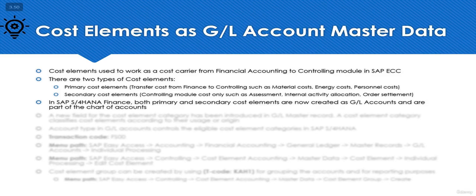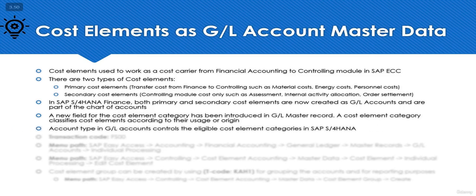If we compare it with SAP ECC, the previous version of SAP, a new field for the cost element category has been introduced in the GL master record. A cost element category classifies cost elements according to their usage or origin. The account type in GL accounts controls the eligible cost element categories in SAP S/4HANA. The transaction code is FS00, which is the same transaction code used to create GL master data.